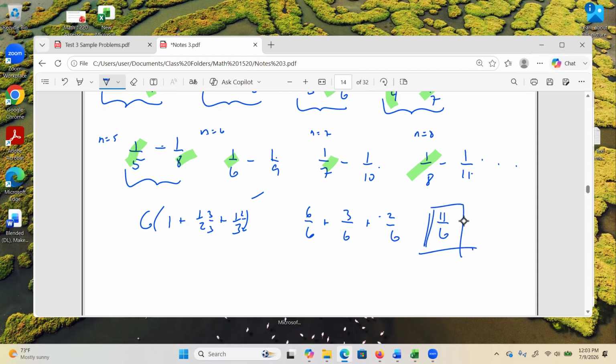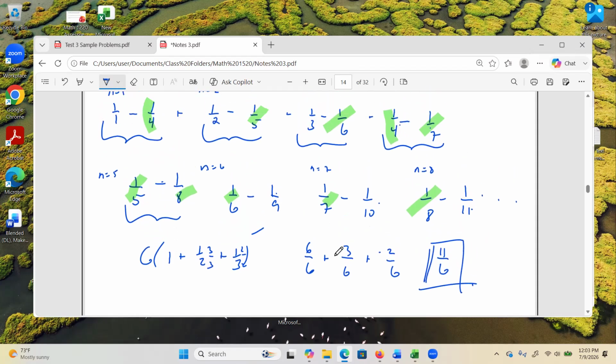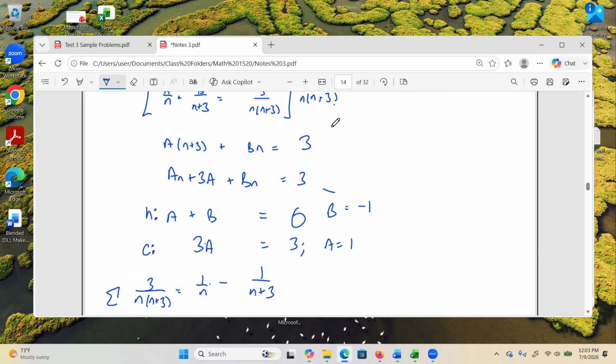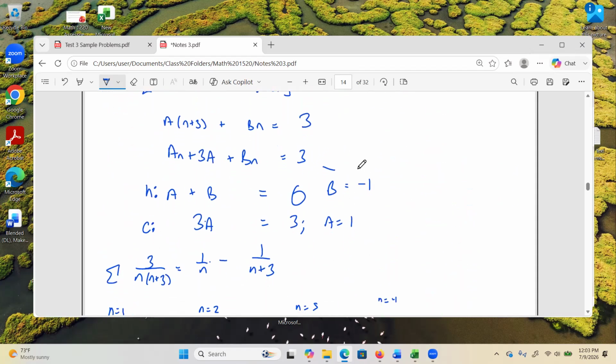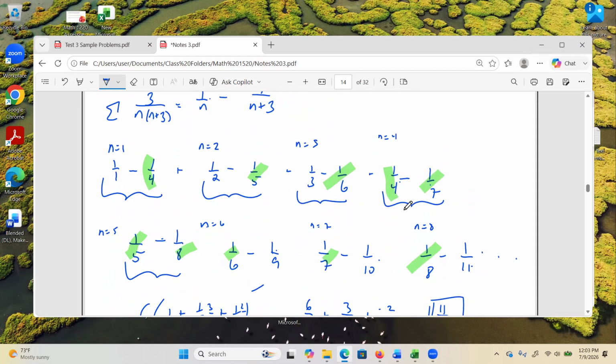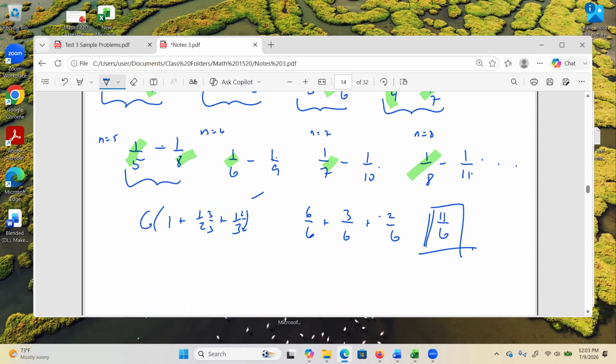And that is going to be my answer, because as we take our limit, these 1 over n plus 3 terms are going to go to 0, and all of these terms are going to collapse, but we're still left with these first 3 terms that didn't. They never canceled with anybody. So my answer for this is that the series converges, and it converges to 11/6.